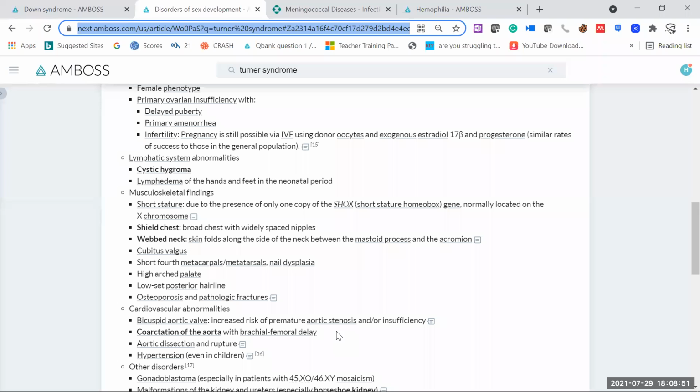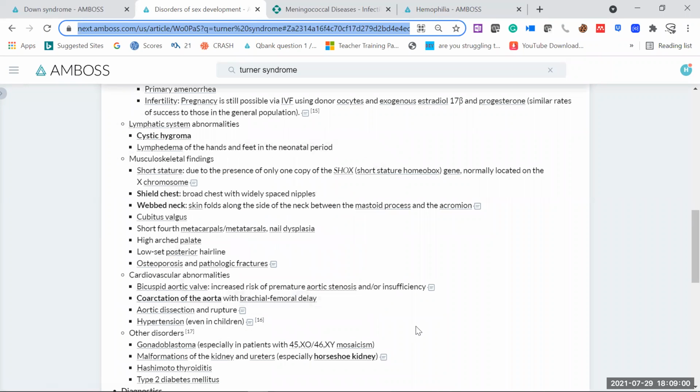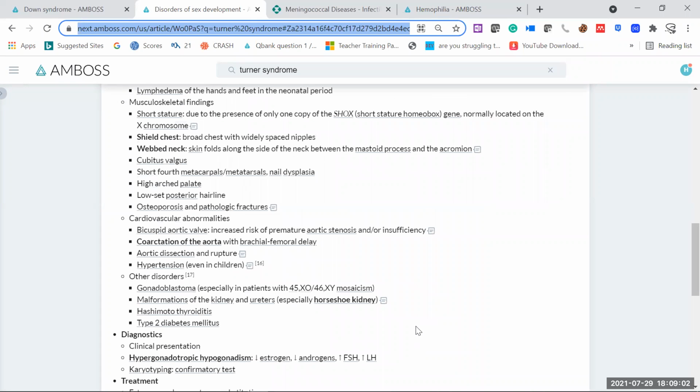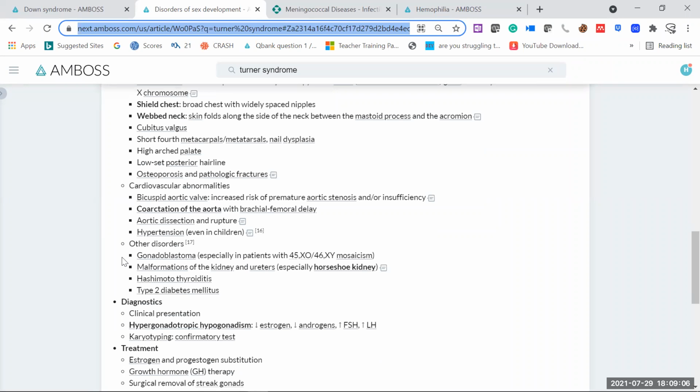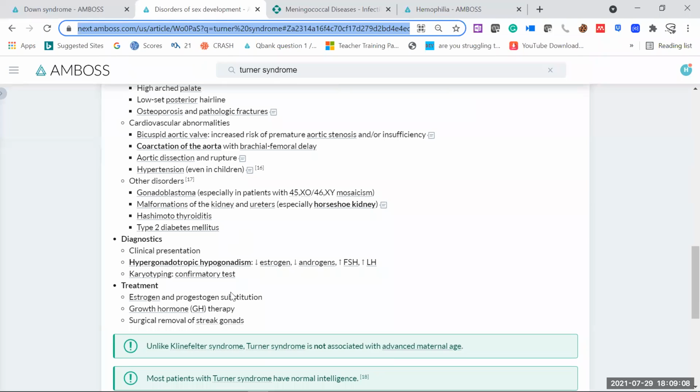Osteoporosis, of course, is going to be common. They are infertile throughout their life. They have coarctation of the aorta and bicuspid aortic valve, not VSD. The VSD feature is with Down syndrome. Okay, must remember this one. Then, of course, they are very prone to type 2 diabetes mellitus. Hashimoto thyroiditis can occur in this condition, but that's an association. Most of the females are going to have type 2 diabetes.